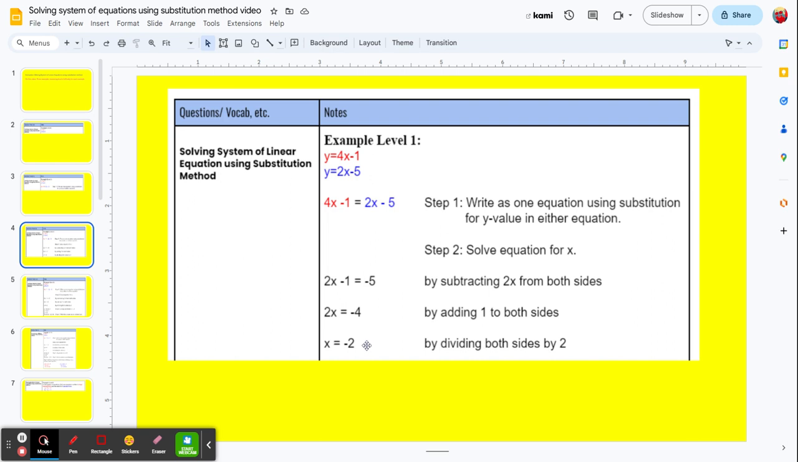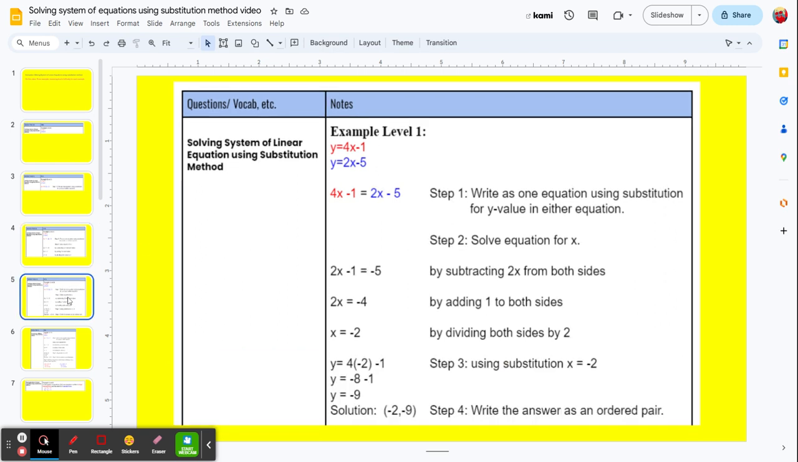Now that's not our answer. A rookie mistake when students are first learning how to solve systems is they stop there. They get x equals negative 2. But what we're trying to find is the point of intersection, so we need an x and a y. So now to find y, we're going to take the value x equals negative 2 and substitute that back into either the top equation in red or the bottom equation here in blue. It does not matter which one you substitute into.